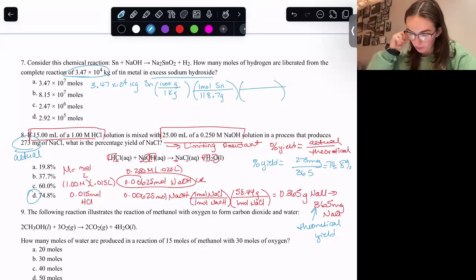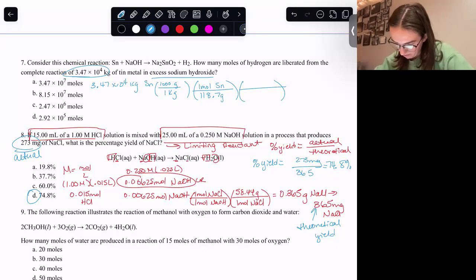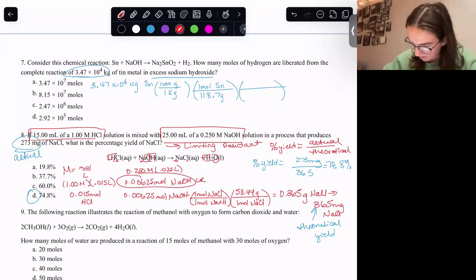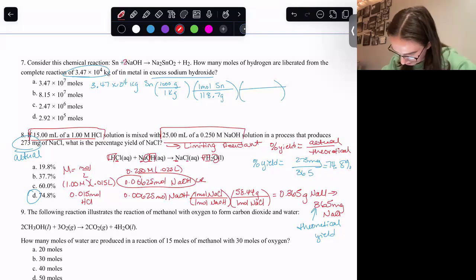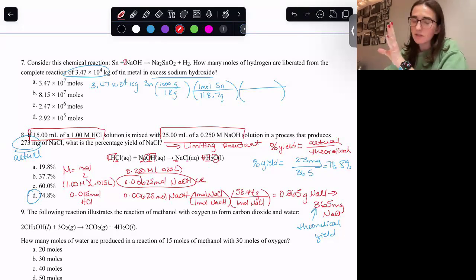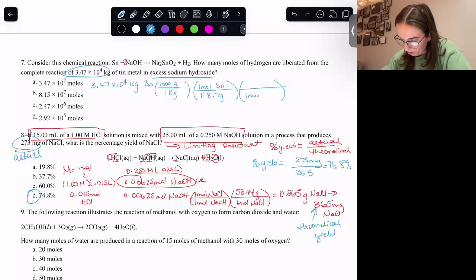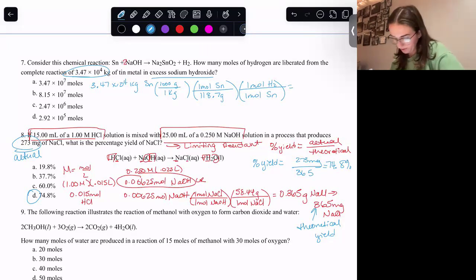Once we get to moles, we need our molar ratio. This reaction is not balanced, so we need 2 moles here. That gives me 2, 2, 2. Okay, that looks balanced to me. So even not balanced, this is going to work out fine. But for every 1 mole of tin, we have 1 mole of hydrogen. And then that should get us our number of moles of hydrogen.